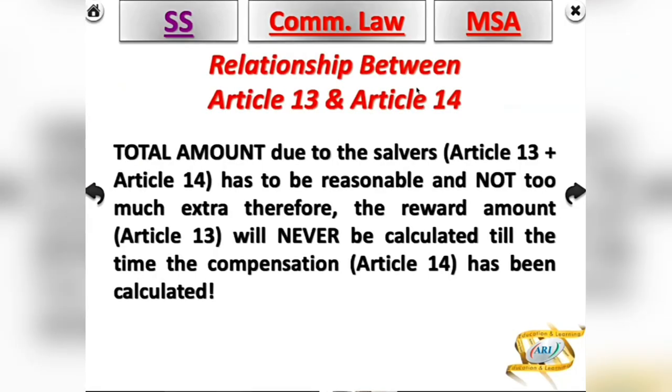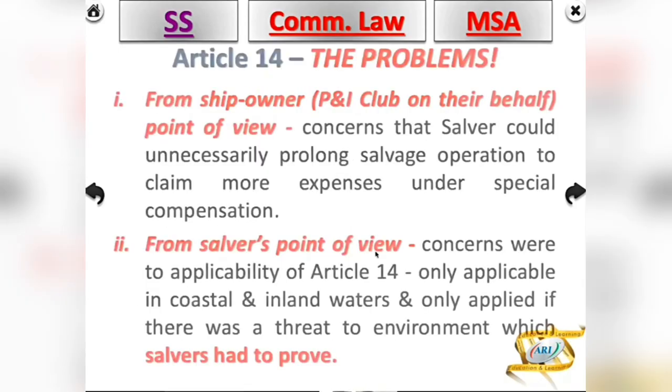Meaning, the total amount due to the salvor. This is the profit, this is the expense to save the environment. It has to be reasonable. You can't pressurize the ship owners and the hull and machinery insurers and the cargo owners and their insurers. Therefore, the reward amount will never be calculated until the compensation has been calculated. So we will reduce it by 25% and put it in Article 13, and be happy. And most of the salvors are aware of it, and they end up being happy.